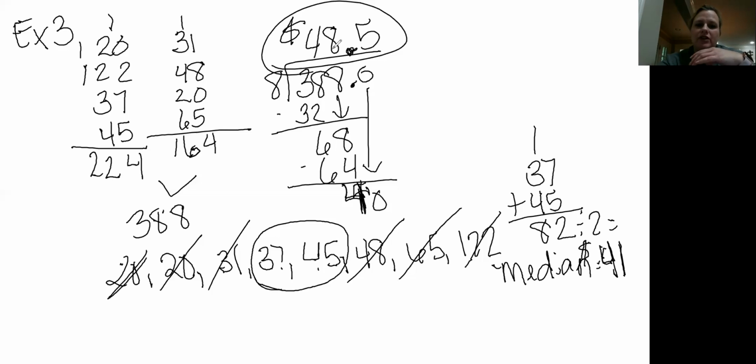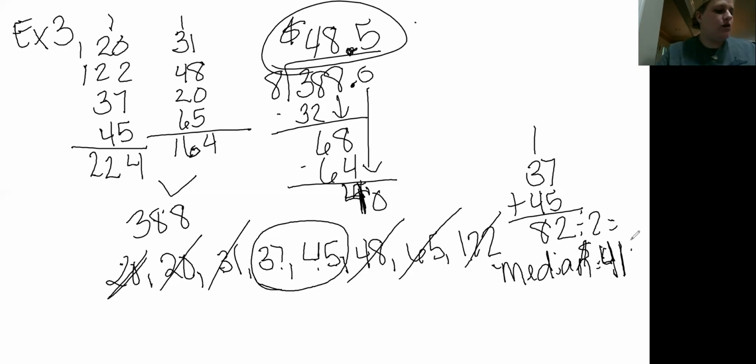So by one method, the center's 48.50, and by another measure, which is not nearly as precise, because all we're doing is working our way to the middle. We're not really taking a little from 120 and giving it to 45, or taking a little from 122 and giving it to 37 to try to make it all equal. We're just working our way to the middle of the set, and that comes up at 41. So this is a little more precise than this.